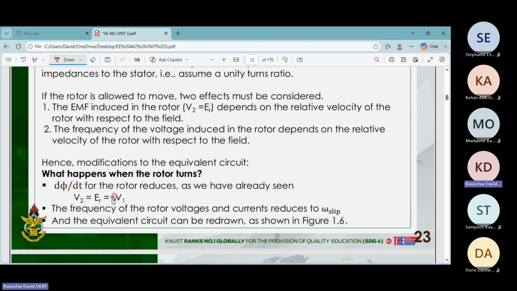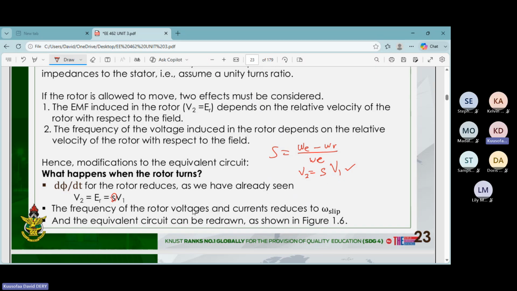I think we already know the slip, right? The slip is the synchronous speed minus the rotor speed, divided by the synchronous speed. So the voltage induced in the rotor, that is V2, is equal to the slip times the voltage induced in the stator winding. That is the first thing we need to take note of.